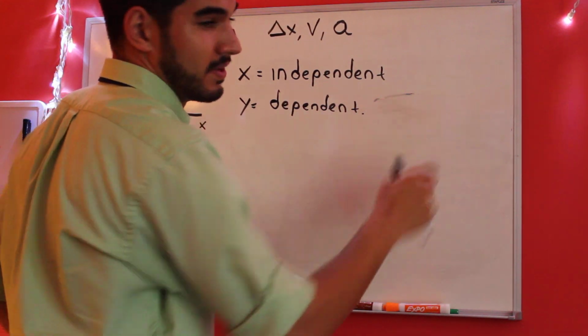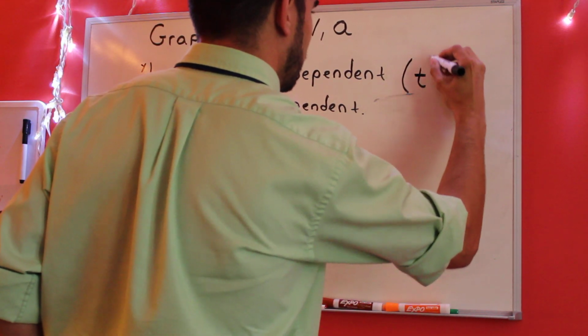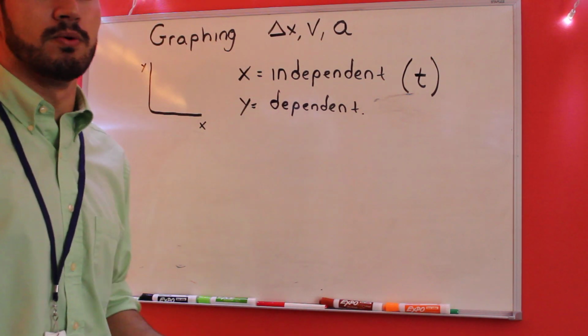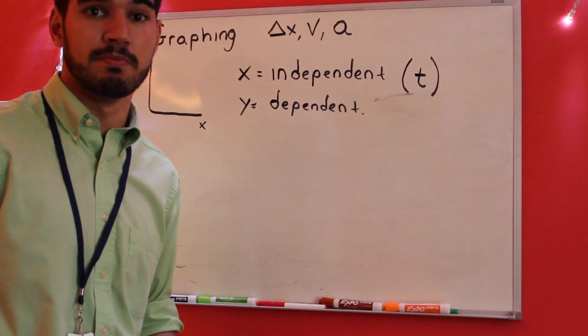Oh, see, I still make mistakes, even at home. But we have our independent variable, which is t. Then we have our dependent variable, meaning it's going to depend on the time. It's going to depend on the independent variable.